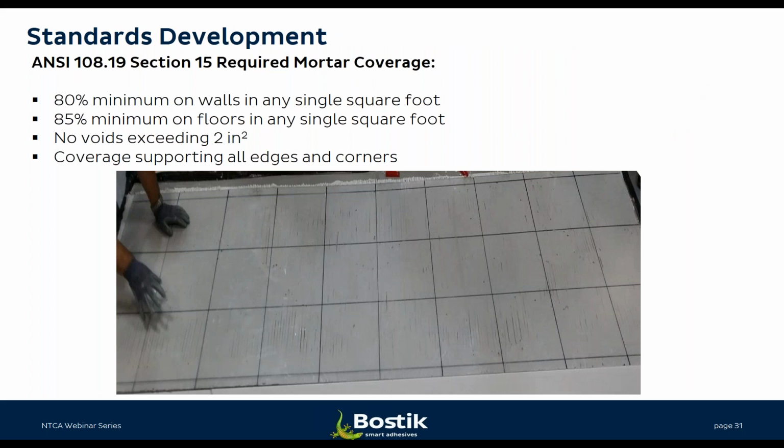And then you'll also see that there's a mortar coverage requirement that exists within the industry as well. So this mortar coverage requirement calls out for 80% coverage on any single square foot for wall applications. So in the example of this picture, you can grid the floor or area and assess coverage on a square foot by square foot basis. For floor applications, it's 85% minimum coverage on any single square foot with no voids exceeding 2 square inches. And then of course you have to have coverage supporting all edges and corners.